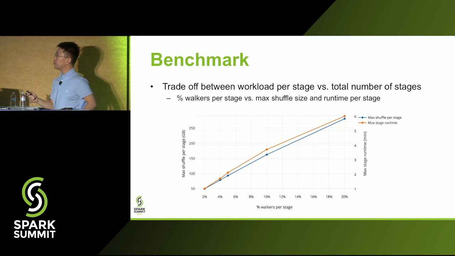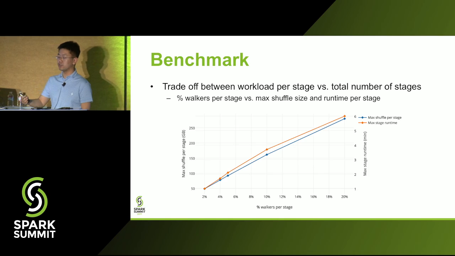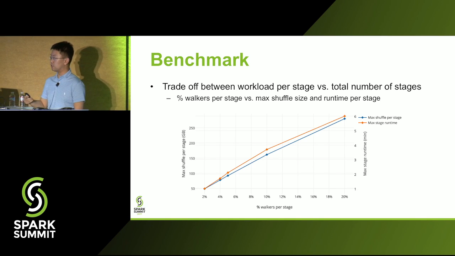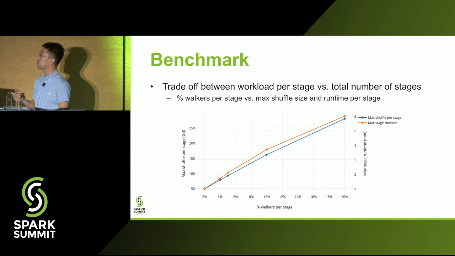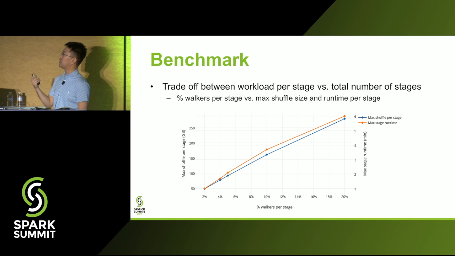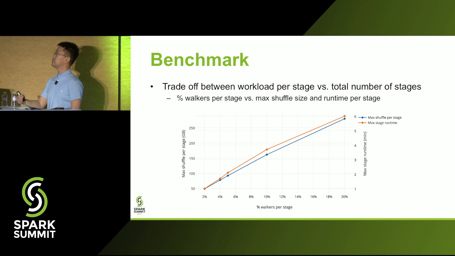One thing we illustrated before is that by controlling the percentage of random workers that we start in each stage, we're able to control the maximum data that we want to shuffle, as well as the amount of data that needs to be processed within the stages. So this graph illustrates the effectiveness of decreasing the percentage of random workers to be processed per stage on the size of the max amount of data that needs to be shuffled across stages, as well as the max stage execution time.